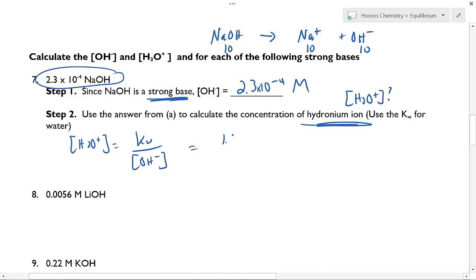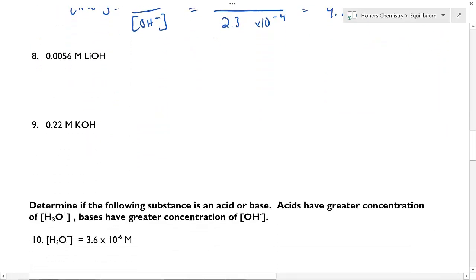So when I do that, 1.0 times 10 to the negative 14th, divide that by my 2.3, and then we're going to get our final answer. We're just going to punch it in our calculator. We're going to get 4.3 times 10 to the negative 11th moles per liter, and that's H3O plus. So you're going to repeat those steps.